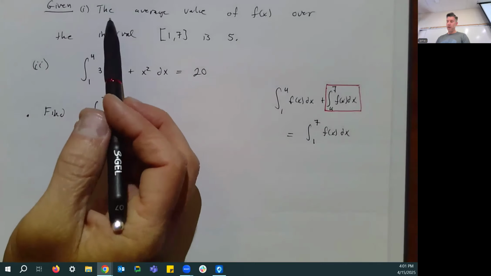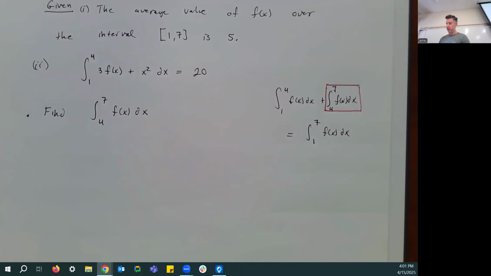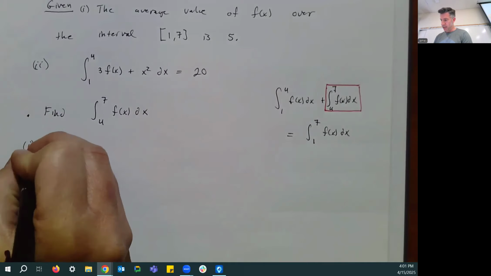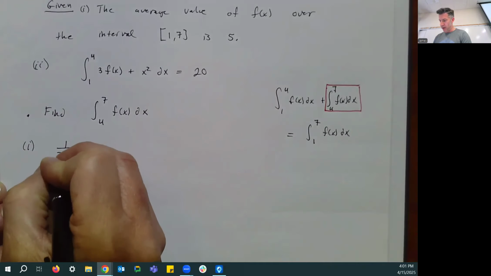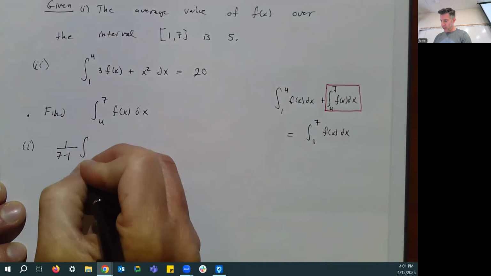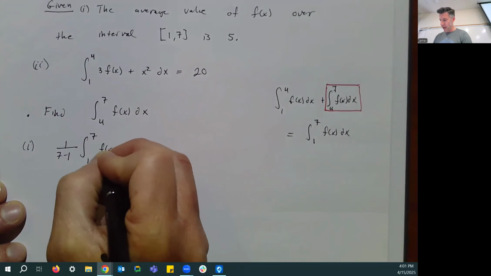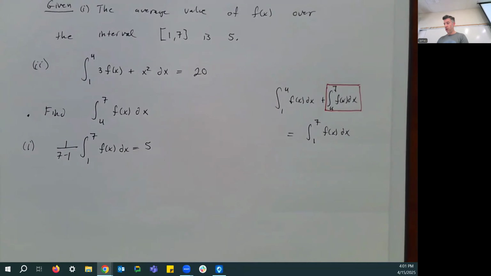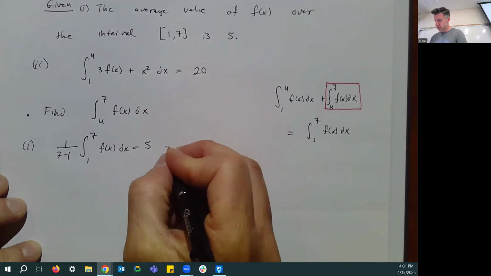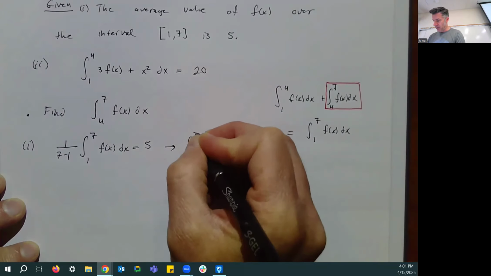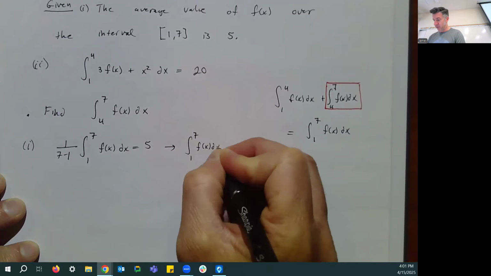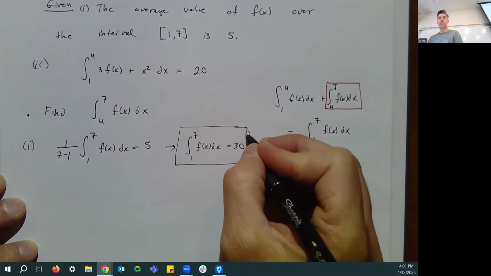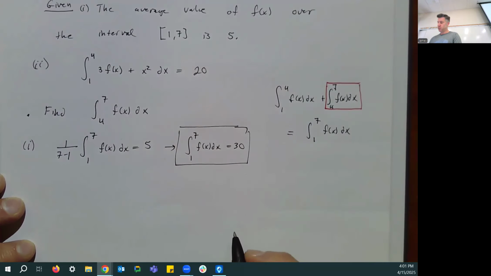So part 1 tells us the average value of the function over the interval is 5. What that means for us is that 1 over 7 minus 1 times the integral from 1 to 7 of f of x is equal to 5. Or phrased another way, multiplying both sides by 6, the integral from 1 to 7 of f of x dx is equal to 5 times 6, or 30. So this part here is equal to 30.